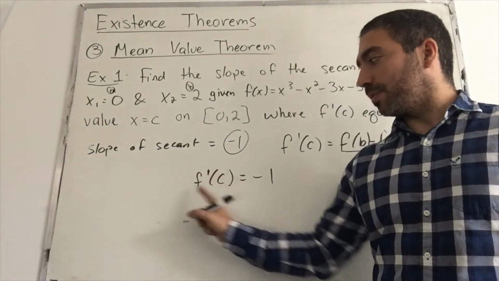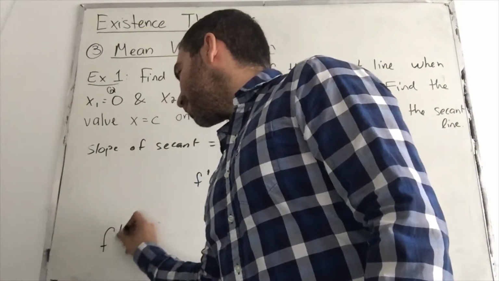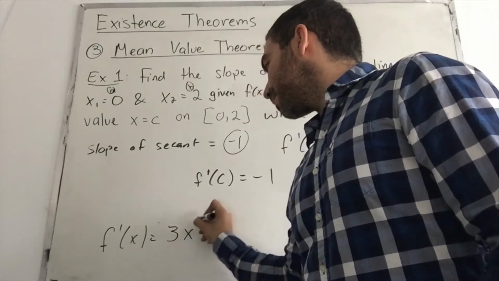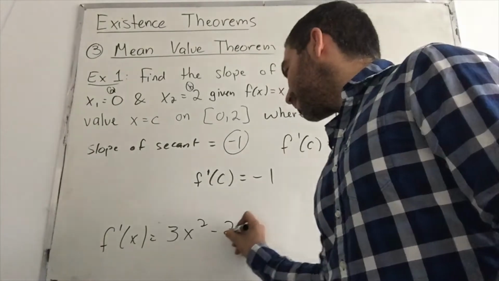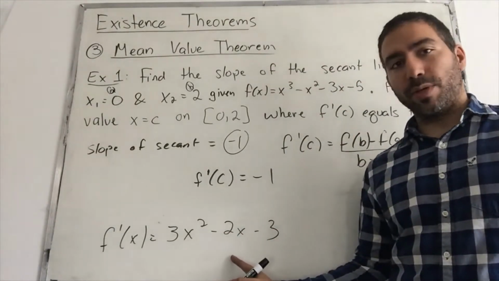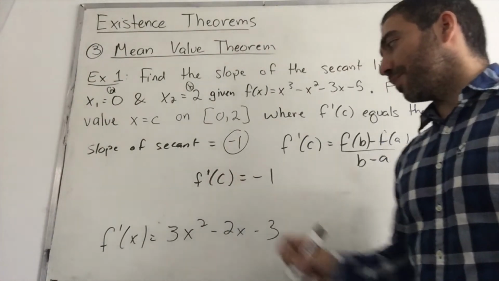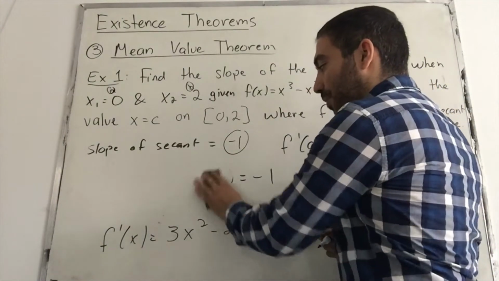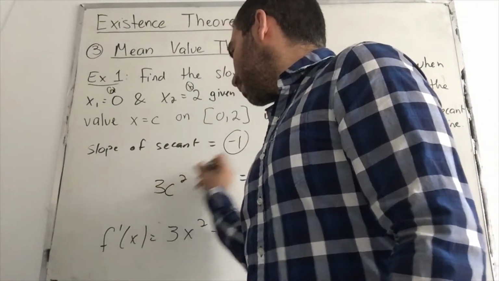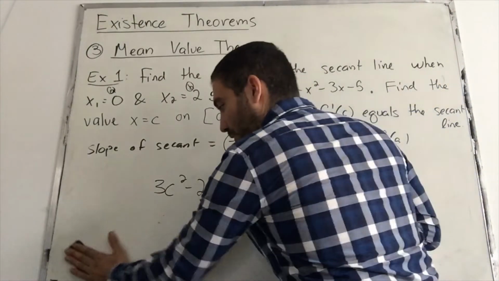So what we have to do is take the derivative of this function. Taking the derivative of f of x gives us 3x squared minus 2x minus 3. Okay, so this is the equation that we have. We found f prime of x, but here we want f prime of c. So we're going to replace the x's here with c's. This gives us 3c squared minus 2c minus 3 equals negative 1. This is the equation we want to solve.